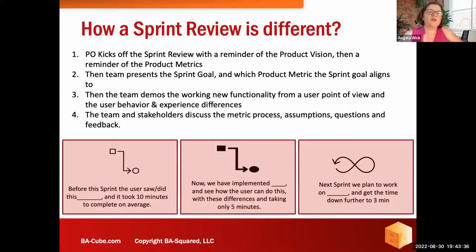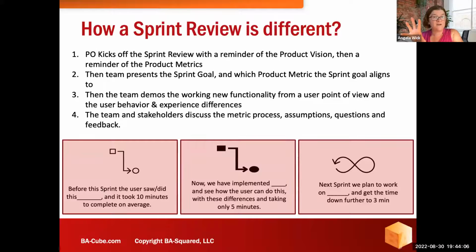So how would a sprint review on an agile team be different? Well, a product owner would kick off a sprint review with a reminder of the product vision. The product vision would say something like, we are looking to change customer behavior and get them to self-service 80% of the time instead of 20% of the time. So we're looking for our customers to actually use the mobile app and the website to change their address, to ask questions about their product, et cetera.